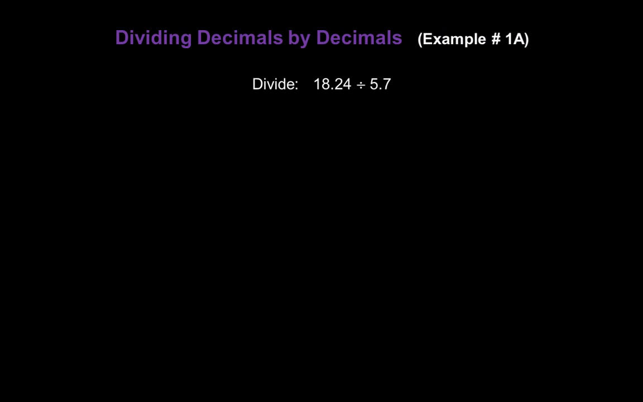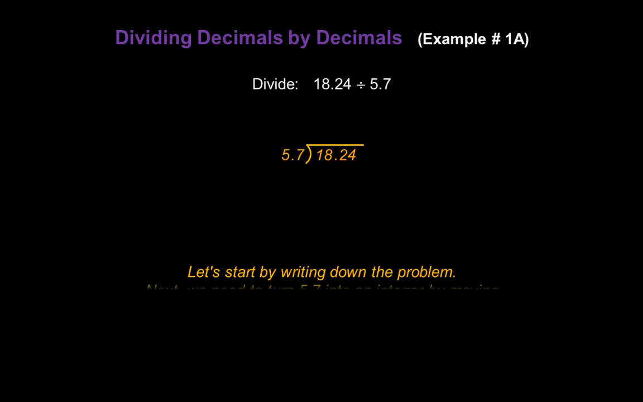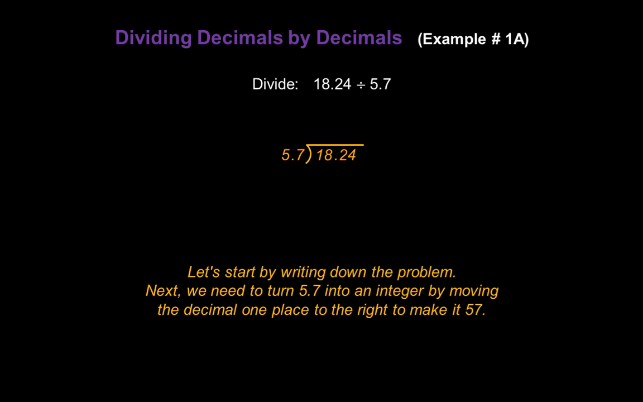Now let's work a few examples together. Let's divide 18.24 by 5.7. I'll start by writing down the problem: 18.24 divided by 5.7. Next, we need to turn 5.7 into an integer. We don't want decimals outside of the box on division. So we're going to do that by moving its decimal one place to the right to make it 57. Now look at 5.7, locate the decimal, and move it one place to the right.